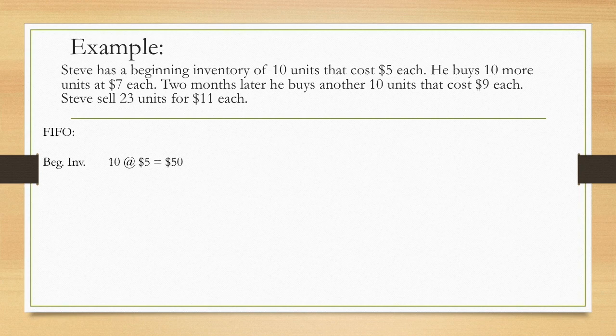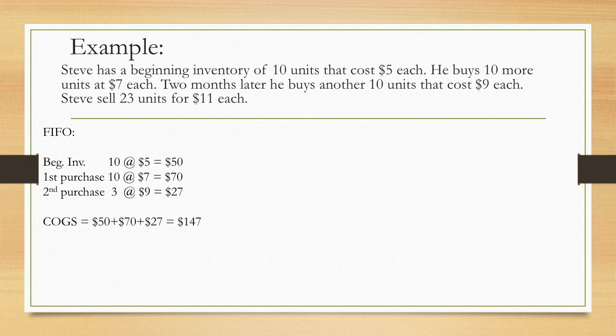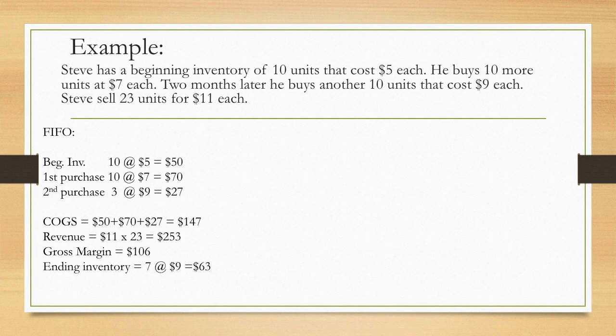Using FIFO, we take 10 units from the beginning inventory, 10 from the first purchase, and 3 from the second purchase. His cost of goods sold, 50 plus 70 plus 27 equals $147. His revenue is $253, so we subtract the cost of goods sold from the revenue to get gross margin equaling $106. Because Steve still has 7 units left over from the second purchase, his ending inventory equals $63.